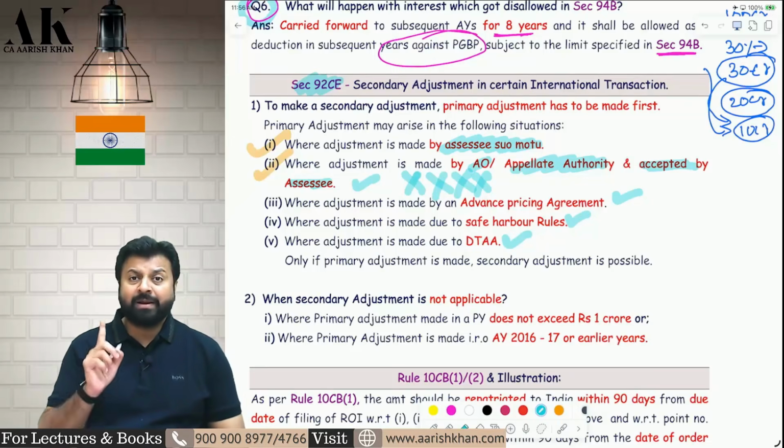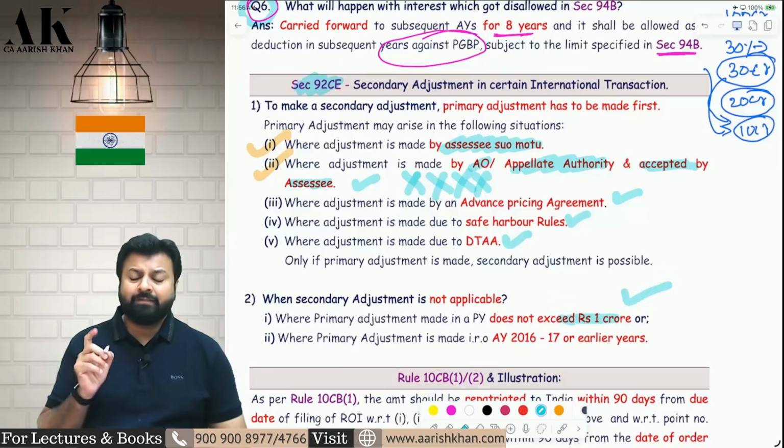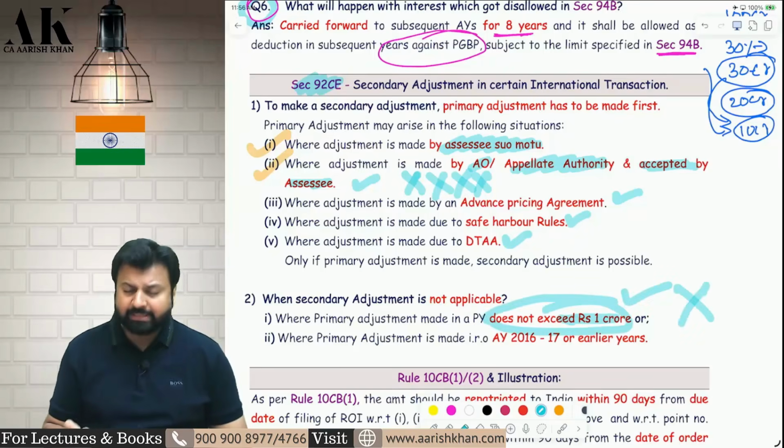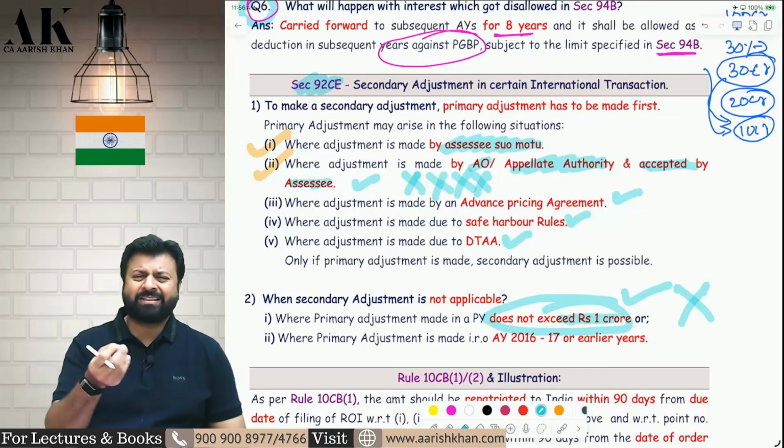Further, primary adjustment should exceed 1 crore rupees. Only then the secondary adjustment is applicable. If the primary adjustment is up to 1 crore, then the concept of secondary adjustment is not applicable. So this is only applicable for big cases, not for small cases. So if your primary adjustment is only 50 lakh, 30 lakh, 20 lakh, then secondary adjustment concept is not applicable.